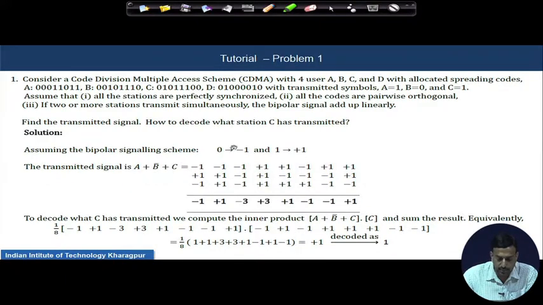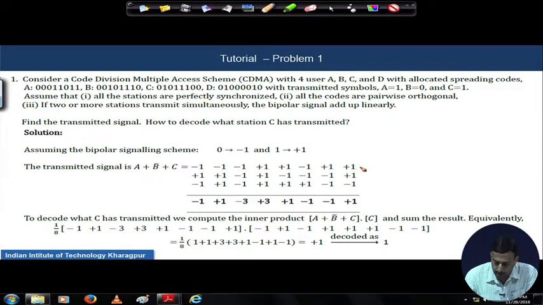The transmitted signal, which is the linear combination or addition of the 3 signals, is given as shown. Now what is to be noted is how we obtain this: the first row here corresponds to the bit 1 which was transmitted by A, which is mapped to +1, and this +1 is multiplied to the code sequence corresponding to A. I'll just quickly show you how we obtain this.